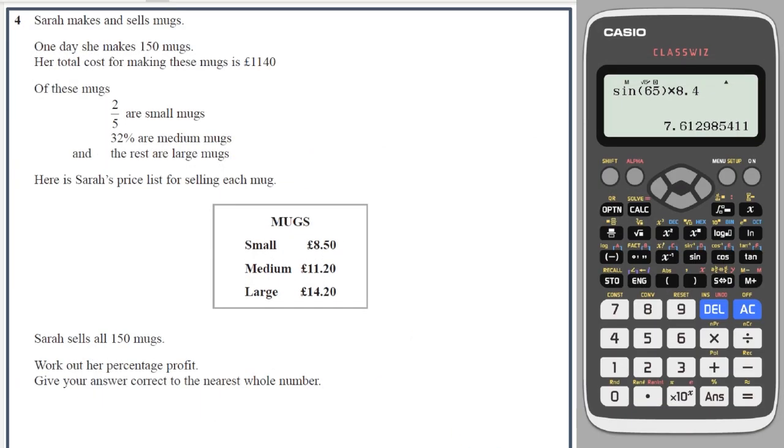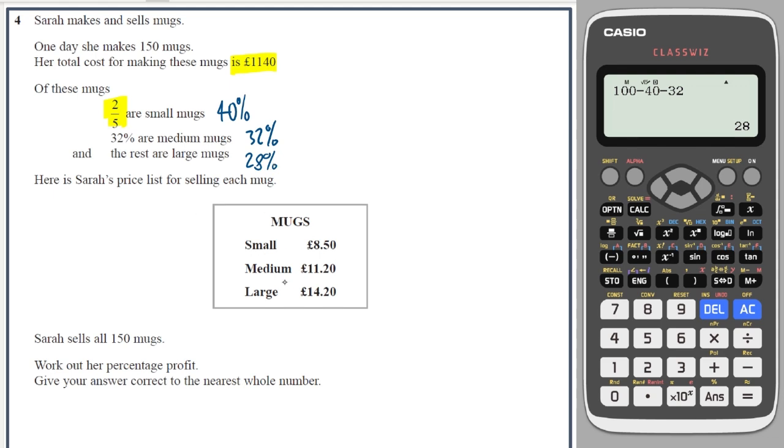Great. Okay, question 4, we've got a question on percentages and we've got fractions involved as well. It says one day she makes 150 mugs and her total cost of the mugs is 1,140. 2/5 are small, so I'm just going to write that as a percentage, and 1/5 is 20%, so 2/5 is 40%. 32% of them are medium, and the rest are large. So how many are large? Well, 100% minus 40 minus 32 is 28, so 28% are large.